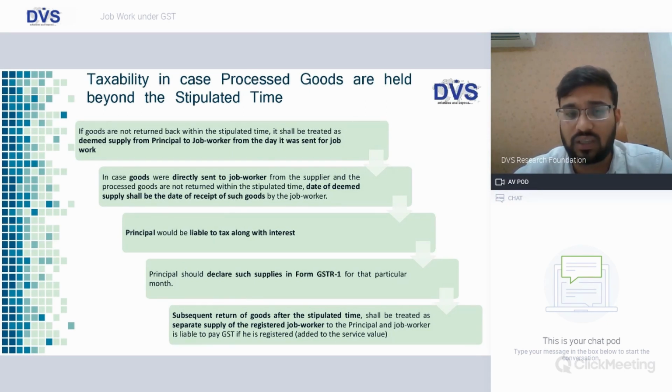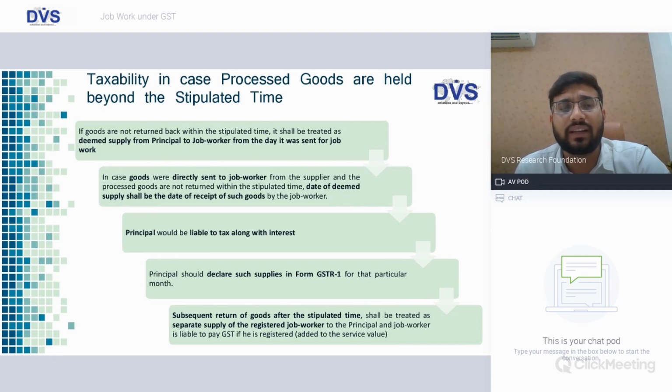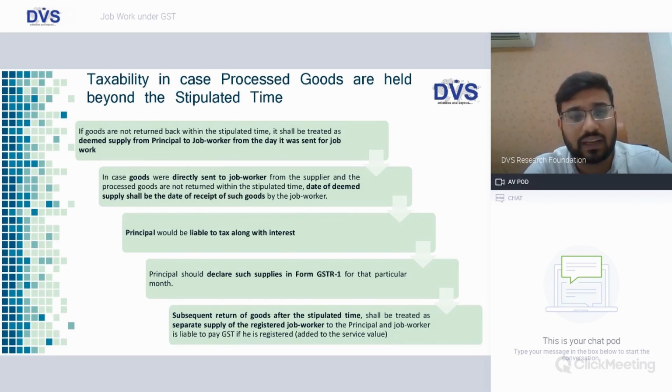What shall happen if the processed goods are held beyond the stipulated time? So if goods are not returned back within the stipulated time, it shall be treated as deemed supply. So, for example, if the due date was 31st of March and till that time it has not been returned, say it was returned only on 15th of April, then till 15th of April it would be considered as deemed supply of goods from principal to job worker. So if goods are not returned back, there will be a deemed sale considered from principal to job worker from the day it was sent for job work.